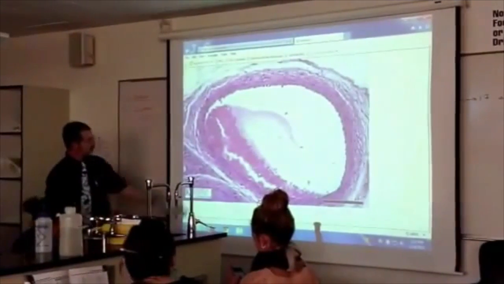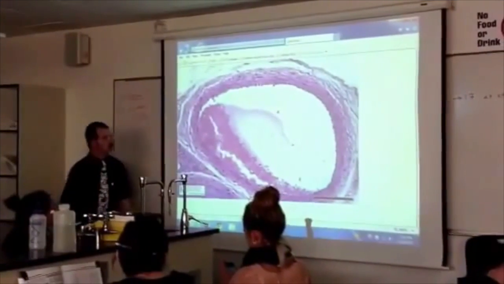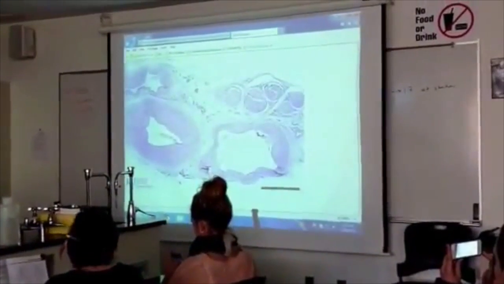Who knows, right? These are blood cells that are clotted up over here. I don't know, some stain, goop. That's a good science word. Makes it a little bit harder.